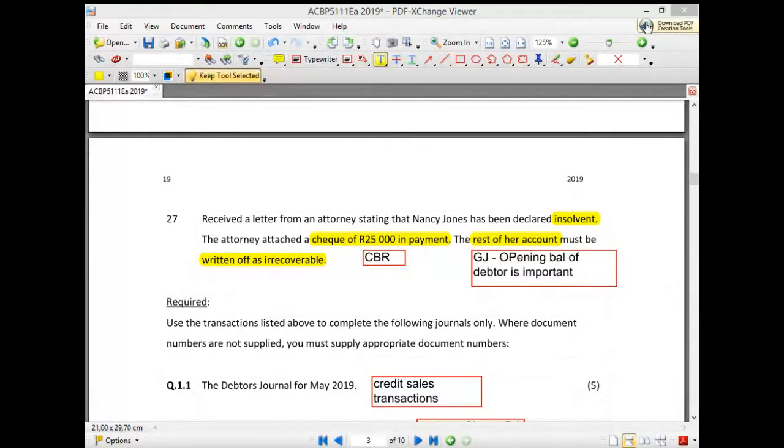Okay, she's bought stuff on credit, which comes from your debtors journal. So that would have increased her balance. But she's also returned some goods, which is in your debtors allowance journal. So that would also affect the balance by reducing it. And then the last thing is she's also made a payment now of 25,000, which I also need to take into account. So if we do the general journal, I'm just going to unhide it.